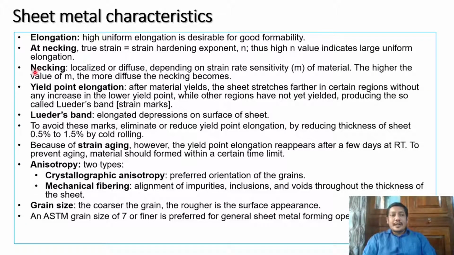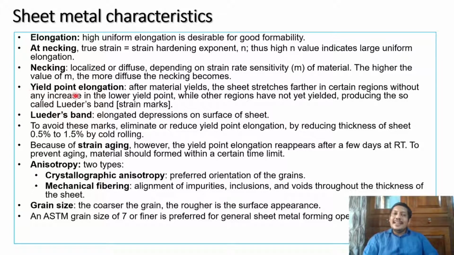Another one is at necking. The necking can be localized or diffuse depending on the strain rate sensitivity m of the material. The higher the value of m, the more diffuse the necking becomes. So you can see in the previous slide, n and m have to be controlled. We have seen it. These are the areas where n and m you have to control.